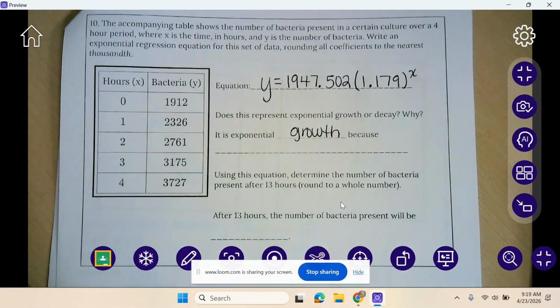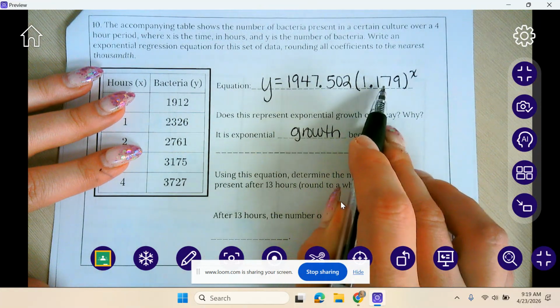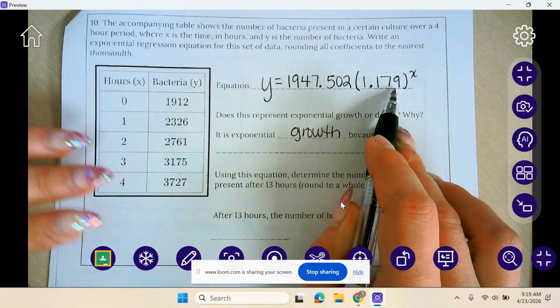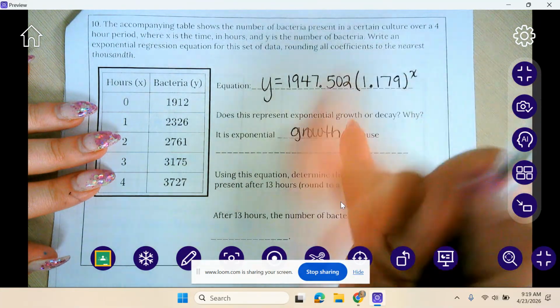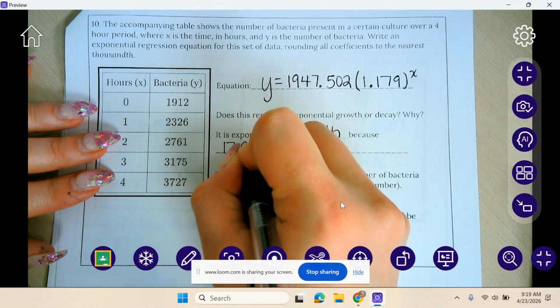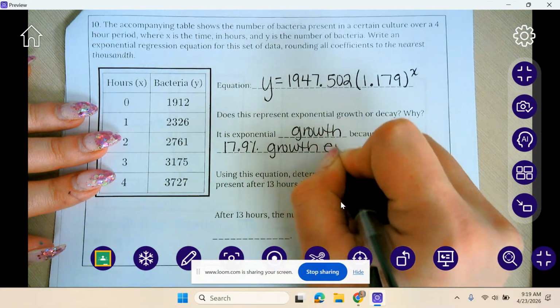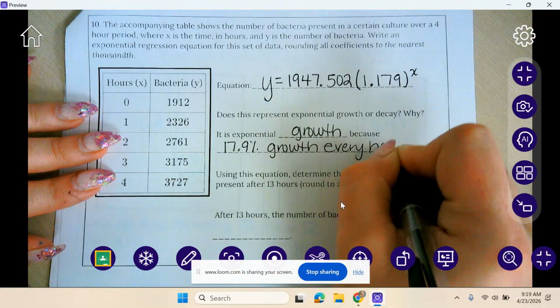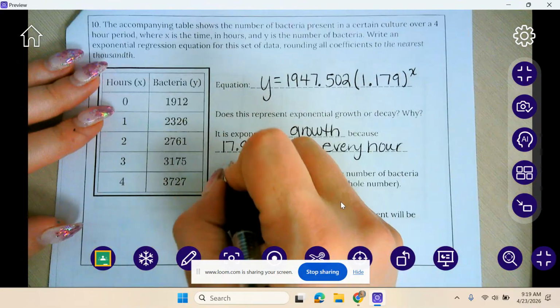All right, so it is growth. So kind of similar before, I could see that if I move the decimal places over 1, 2, I'm at 117.9%. So we know because this value is greater than 1, we have a 17.9% growth every hour. But even more on a simplified terms, you can see the y values are increasing.